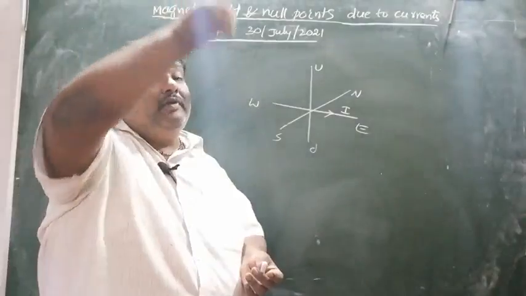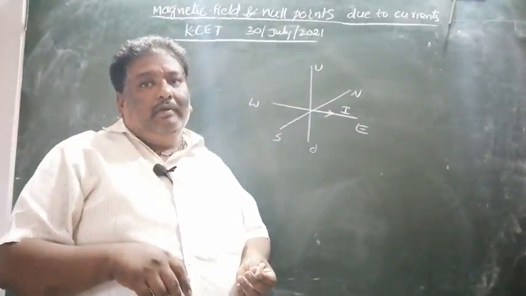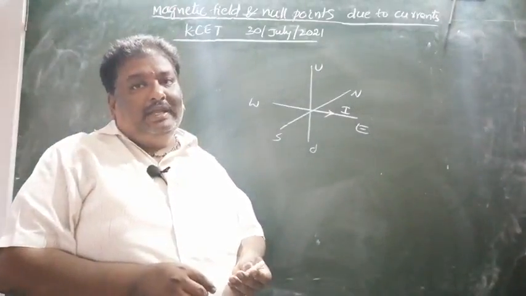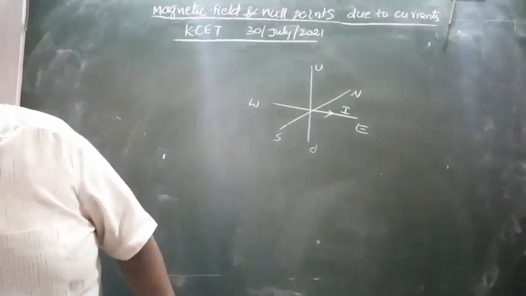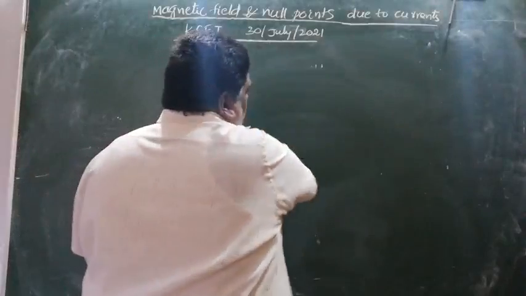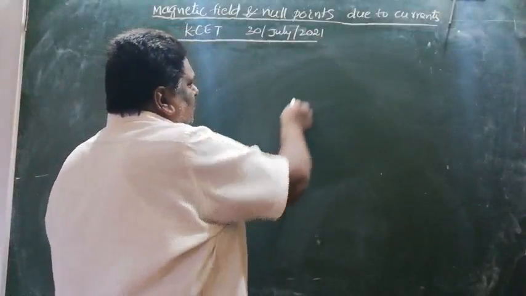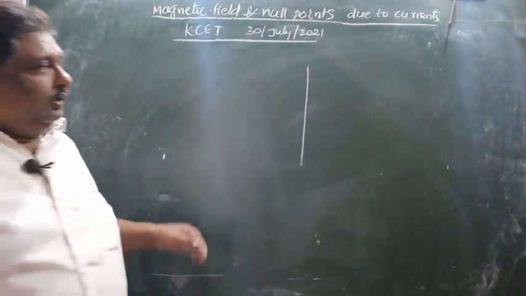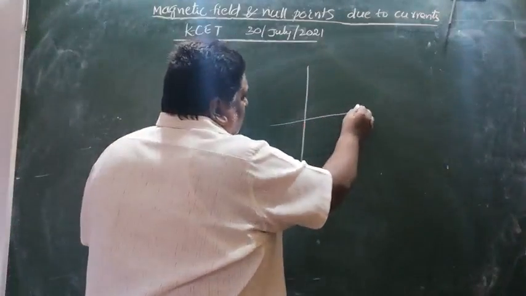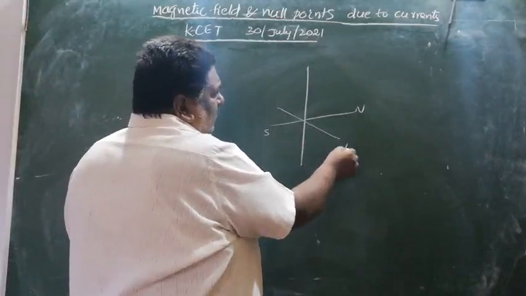One proton is falling. In the east, what is the direction of the magnetic field? Like that, a question may be asked. Here, one proton is falling. Proton means positive charge, which gives the current direction. To it there is north, south, east, west.